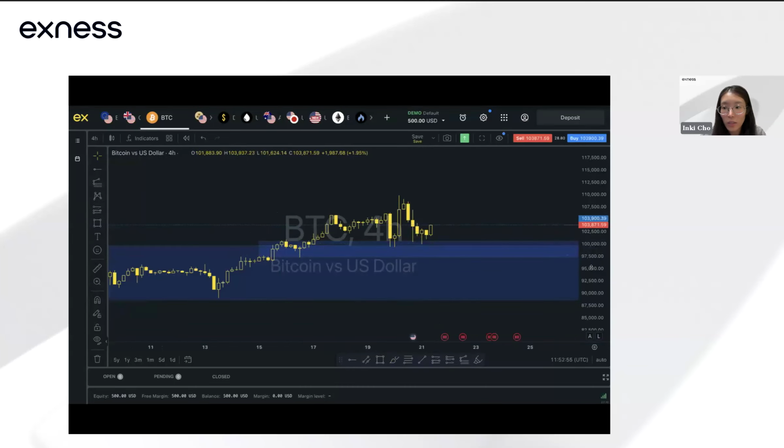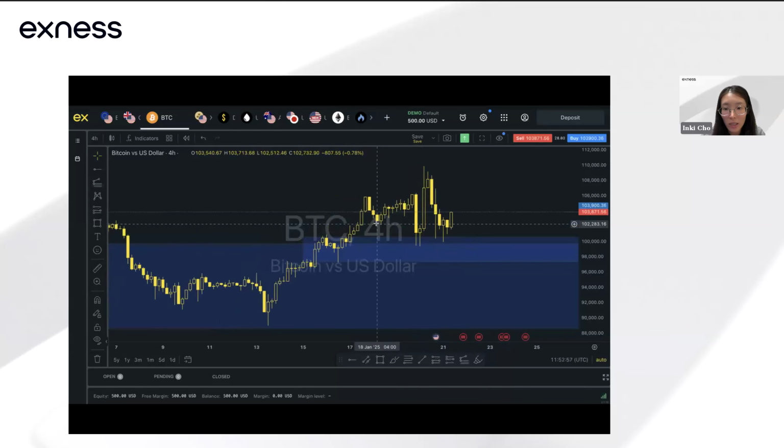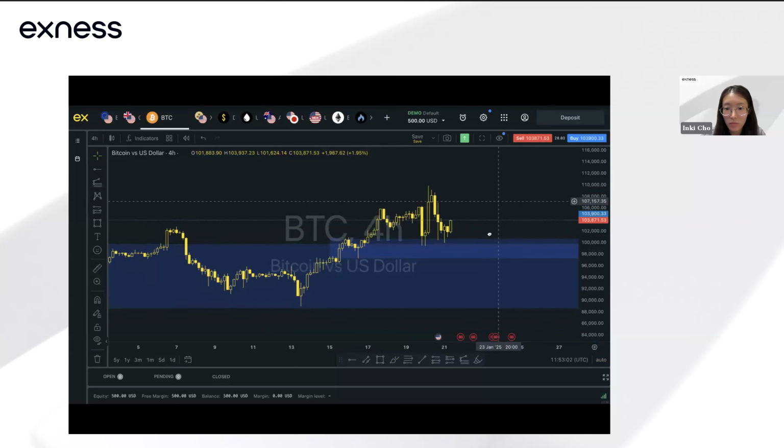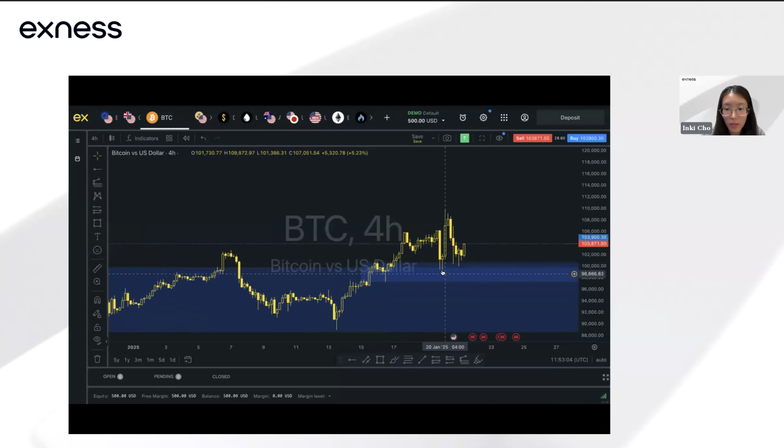If you move down to the 4 hours time frame, you can see on the 4 hours, we're really just seeing that area of consolidation over here, this zone. And of course, what we have is this low.